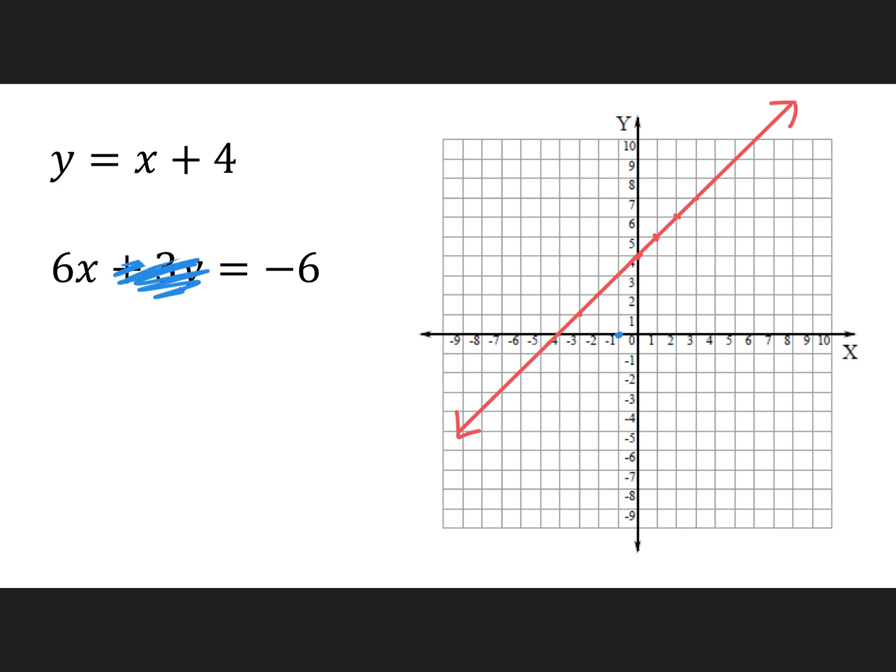And then I'm going to do the same thing. I'm going to just scribble this out. And I'll say 3 times what equals -6. So 3 times what is equal to -6? -2. So y equals -2 right here.